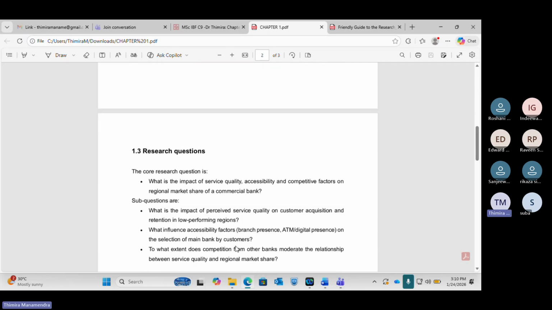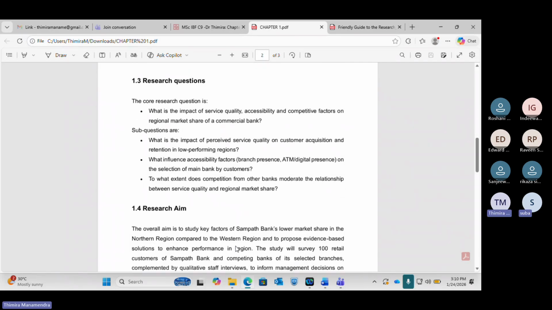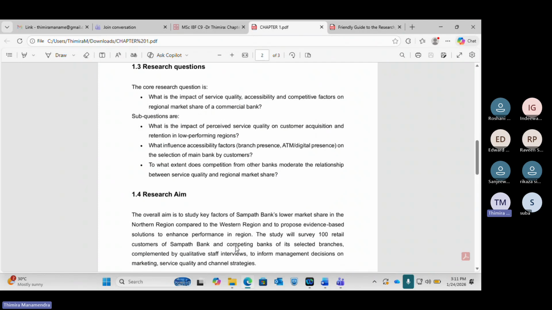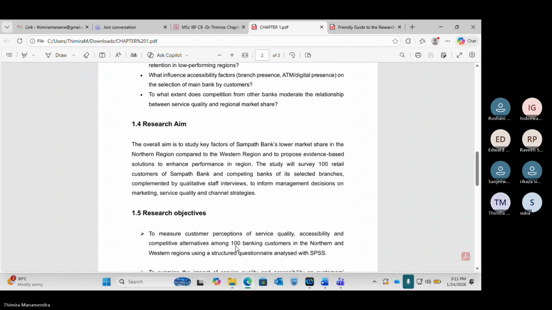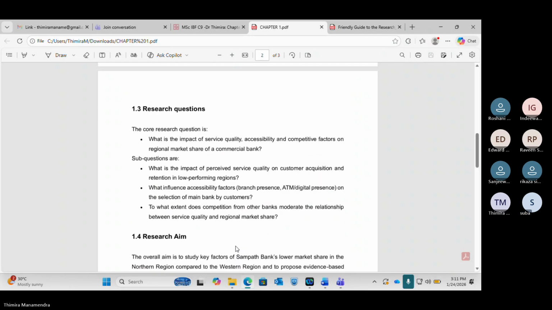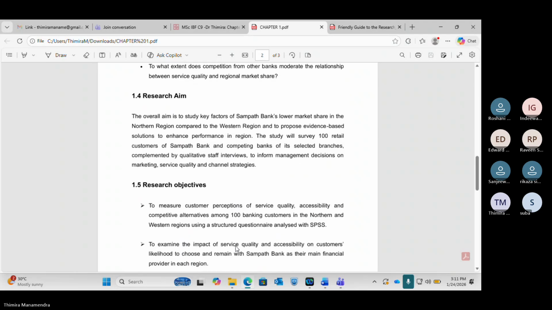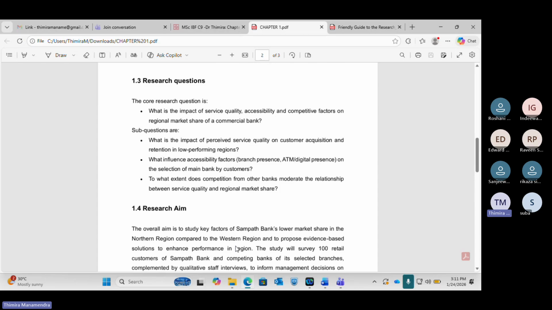Sure. Research question: What is the impact of service quality, accessibility and improvement factors? Okay, there is a small problem here. Your question: What is the impact of service quality, accessibility and competitive factors on regional market share of a commercial bank? Yes. What is the impact of service quality?